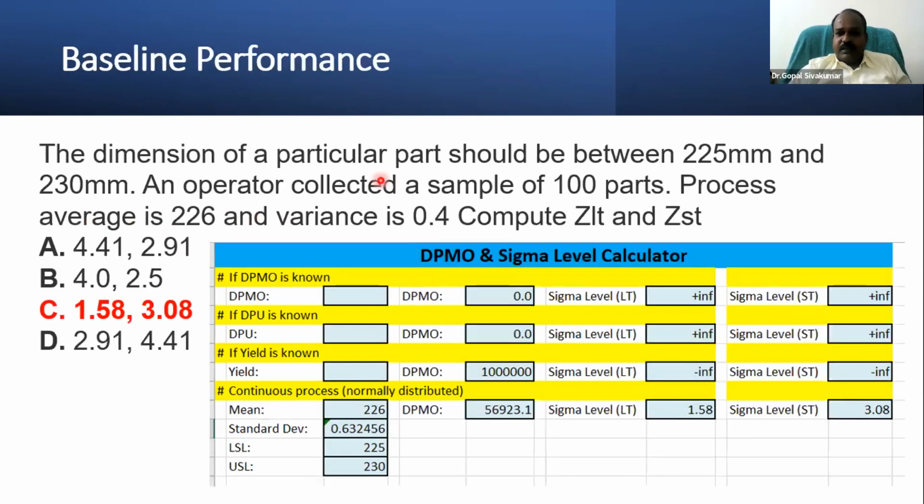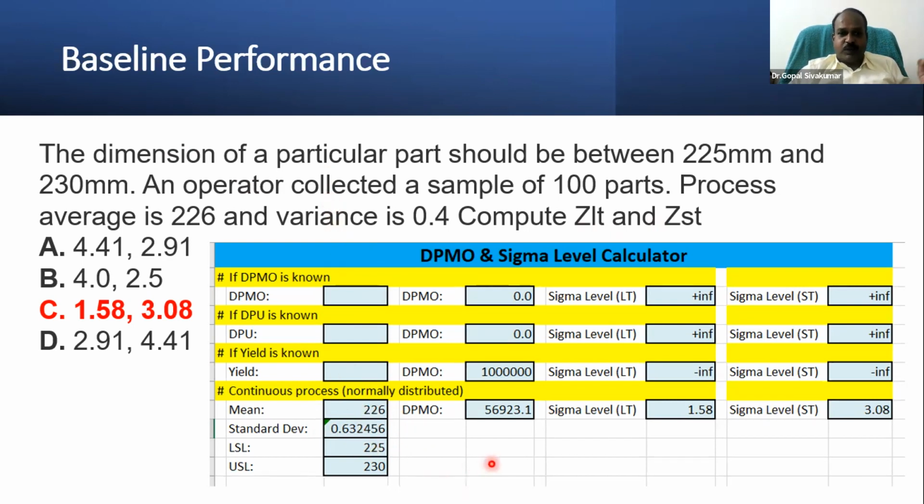And now see here, the Excel sigma level calculator is helping you in many situations. There is a problem here about a dimension. LSL is 225, USL is 230. Number of samples is 100. Process average is given. Variance is given. You are expected to calculate ZLT and ZST. You just have to type the values. Do you know how the standard deviation is arrived at here? Square root of variance. When variance is given, take the square root and then use it. Blindly, when you type the same values here, your answer will be right.